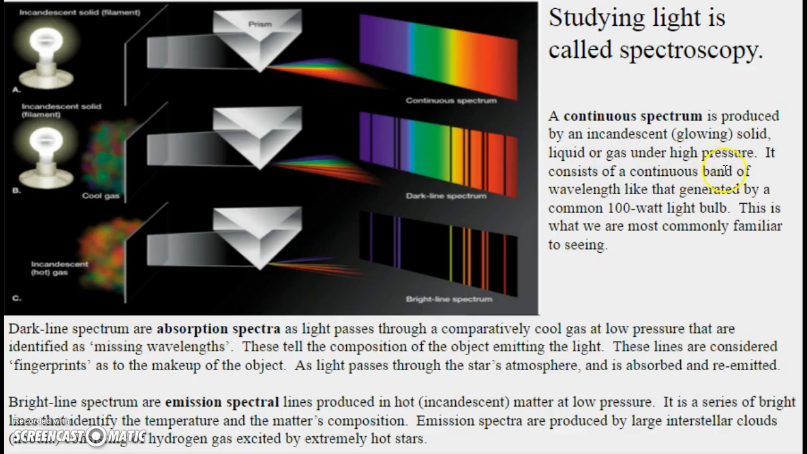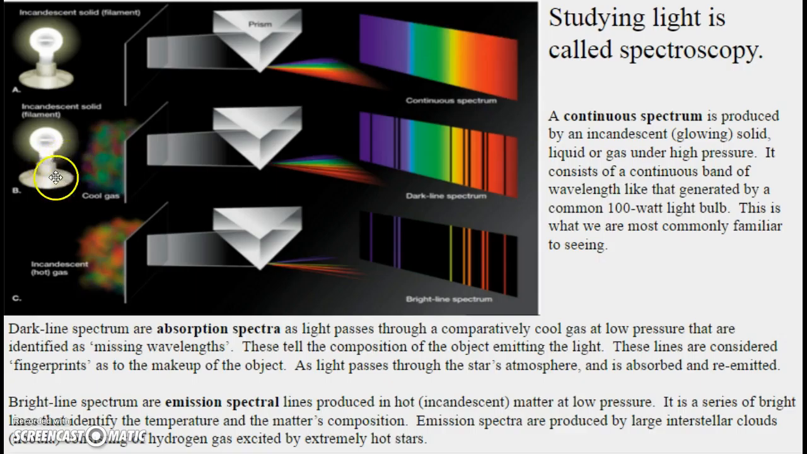It contains a continuous band of wavelengths, right? This is what we see. This is our continuous spectrum. It has all of these colors here. It consists of a continuous band of wavelengths that is generated by a common 100-watt light bulb. This is what we are most commonly familiar with seeing. So this is our continuous spectrum.